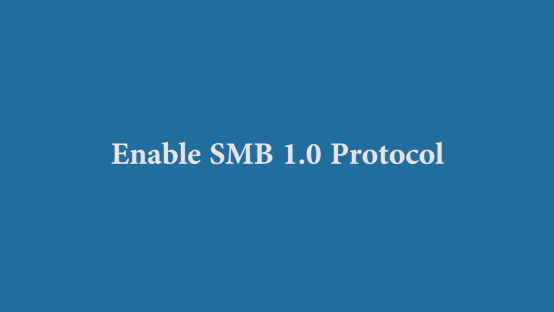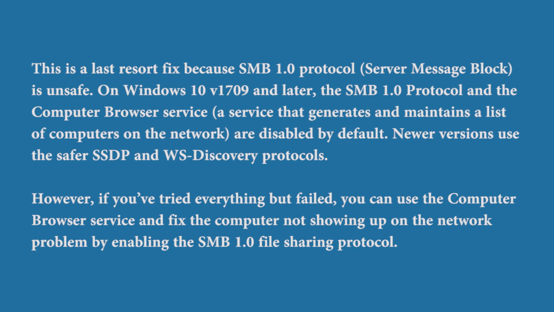Enable SMB 1.0 protocol. This is a last resort fix because the SMB 1.0 protocol, Server Message Block, is unsafe. On Windows 10 v1709 and later, the SMB 1.0 protocol and the Computer Browser service, a service that generates and maintains a list of computers on the network, are disabled by default. Newer versions use the safer SSDP and WS-Discovery protocols. However, if you've tried everything but failed, you can use the Computer Browser service and fix the computer not showing up on the network problem by enabling the SMB 1.0 file sharing protocol.